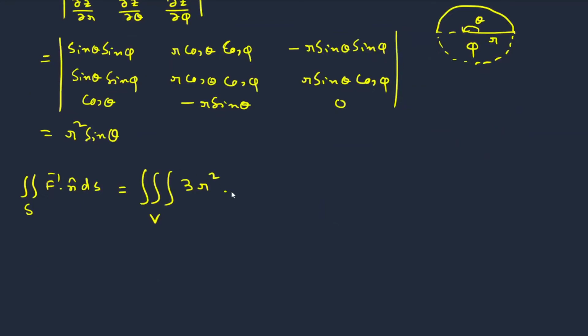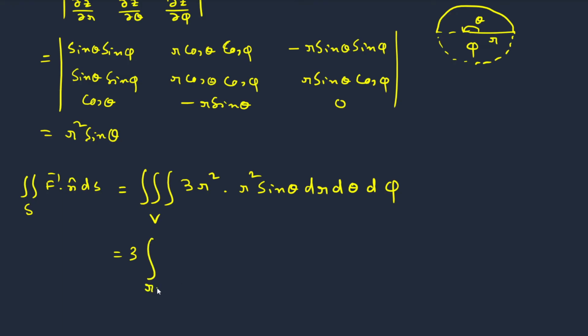Now dV is, first you have to write the Jacobian r square sine theta, then it becomes dr d theta and then what? d phi. Okay, dr d theta and d phi, because we have transformed this xyz in terms of r, theta and phi. Now we can find the limit very easily. So 3 is outside.